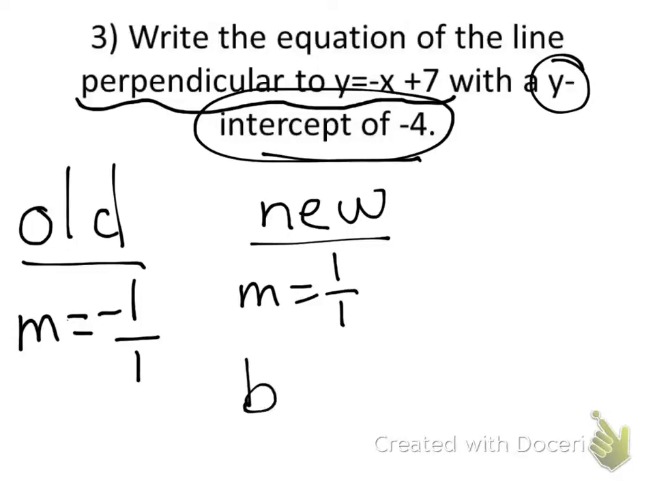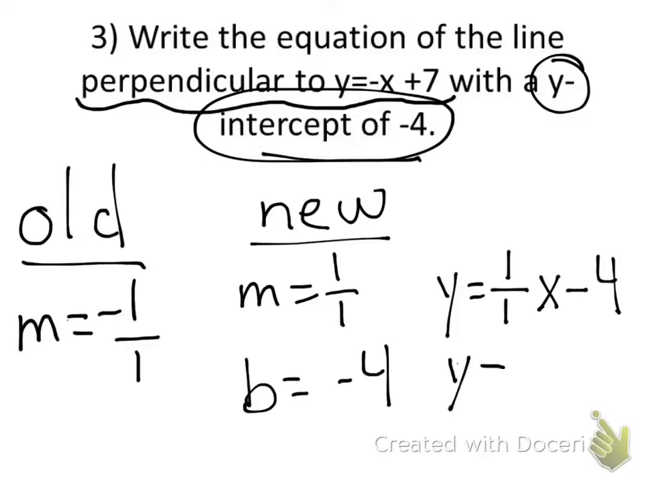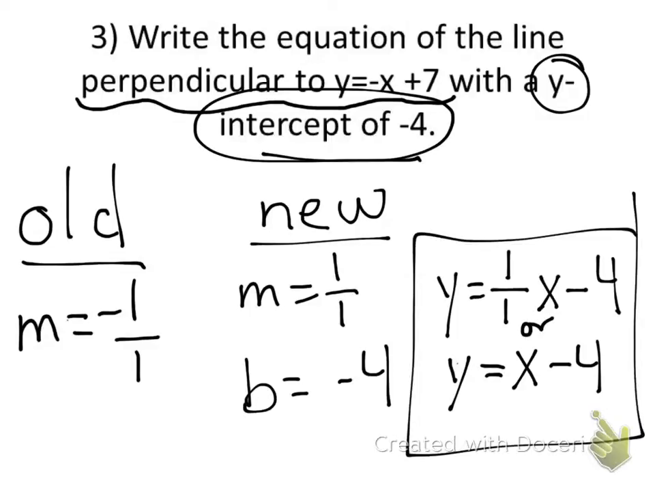And what's my new y-intercept? Negative 4. Very good. So my equation is y equals 1 over 1 x plus negative 4, or you can just put minus 4. Another thing, if you want to clean this up, the 1 over 1 is not actually necessary. You could just leave this y equals x minus 4, and then it's just sort of implied that there's a 1 there. Either one of these is fine. Raise your hand if you have questions.